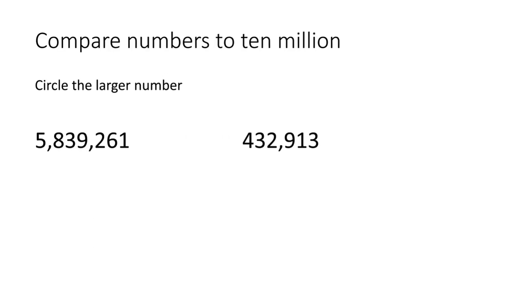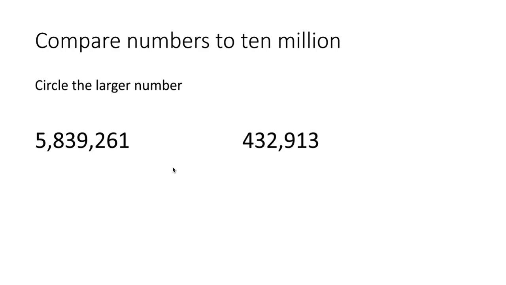Okay, let's have a look at today's lesson. Today we're going to be comparing numbers up to 10 million. So we're going to be looking at which ones are larger, which ones are smaller, and how to order them. First of all, let's read these two numbers. Here we have 5,839,261. On this side we have 432,913. So which is the larger?